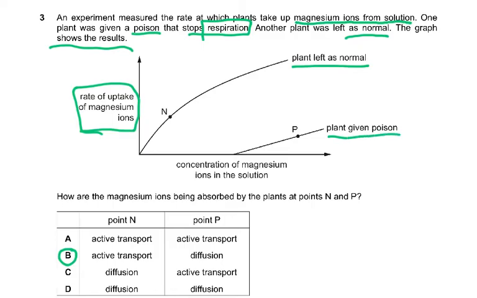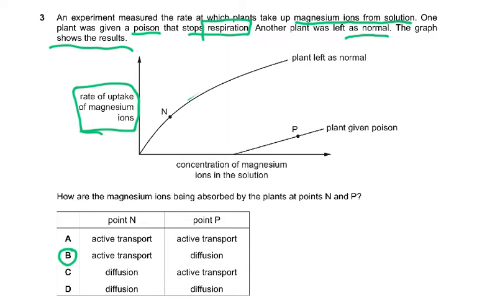You can see the concentration of magnesium ions in the solution starts to increase from this point here, and this is the point at which the rate of uptake of magnesium ions in the plant given the poison. And the one which was left as normal, the rate of uptake of magnesium ions increases until N, and then it keeps increasing. So the rate of uptake of magnesium ions in a normal plant goes up to N, and then there is P. Now let's look at the question. How are the magnesium ions being absorbed by the plants at points N and P?